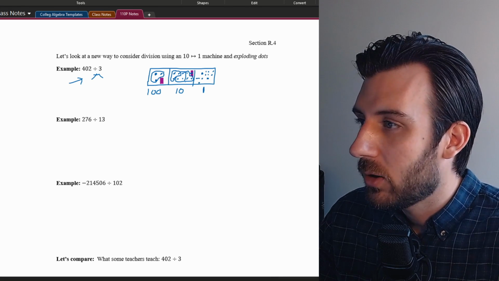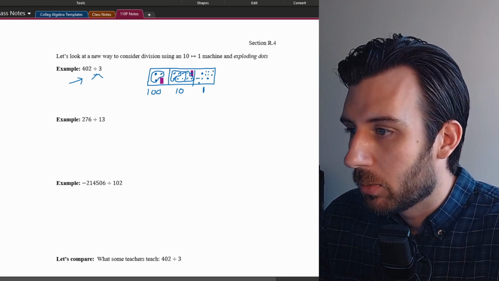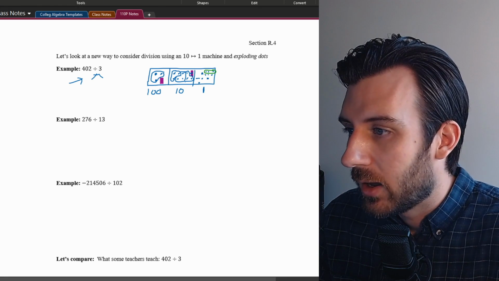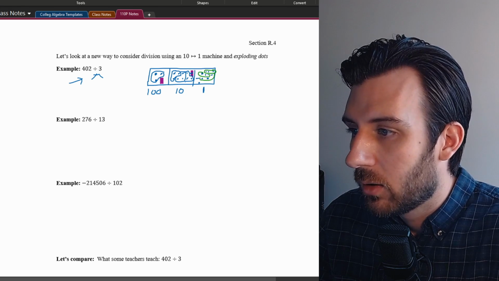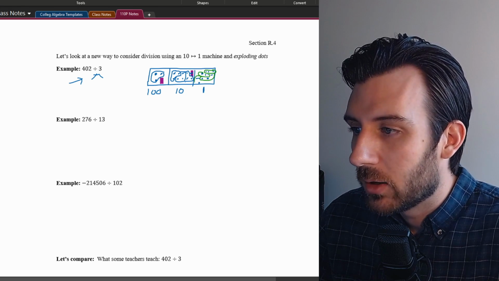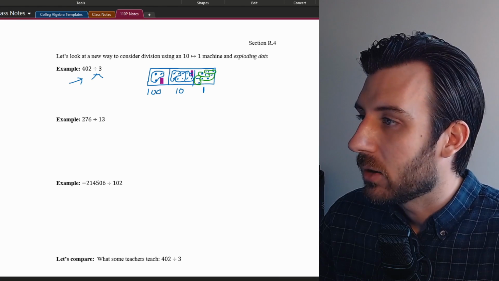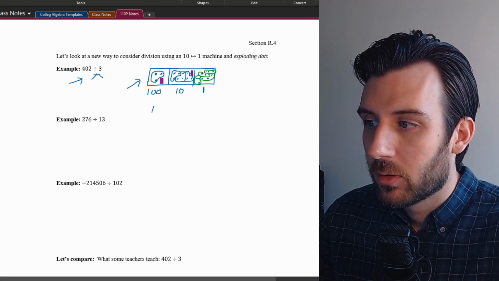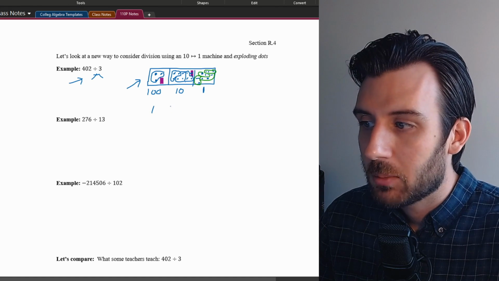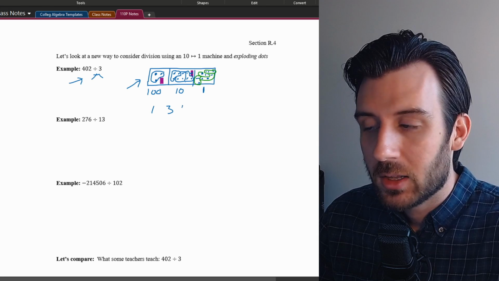I look for groups of 3. So my groups of 3 again would be, I'll use green this time. I have a group of 3 right here, a group of 3 right here, a group of 3 right here, and a group of 3 right here. Perfect. So what that tells me is that I have one group in my hundreds, 3 groups in my tens, and 4 groups in my single place.